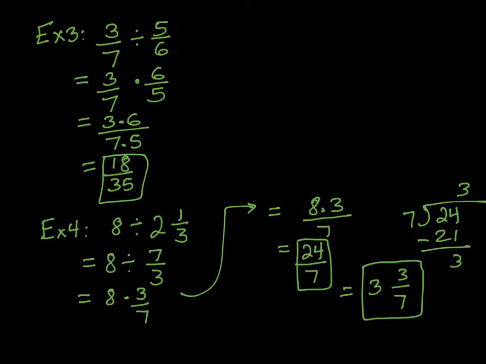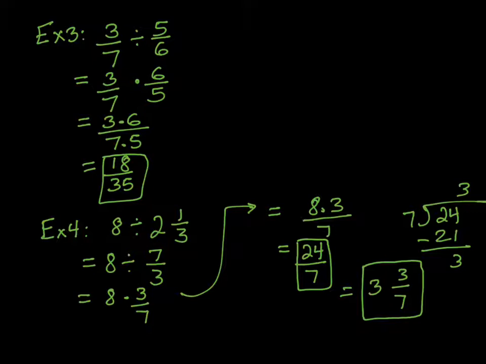So let's say in our example, you have 3 over 7 and you're dividing it by 5 over 6, right? So now, as I said, you take the reciprocal. So 3 over 7 times 6 over 5, and that will turn into 18 over 35. We always try to reduce it, but if it doesn't work, then we just leave it like that.